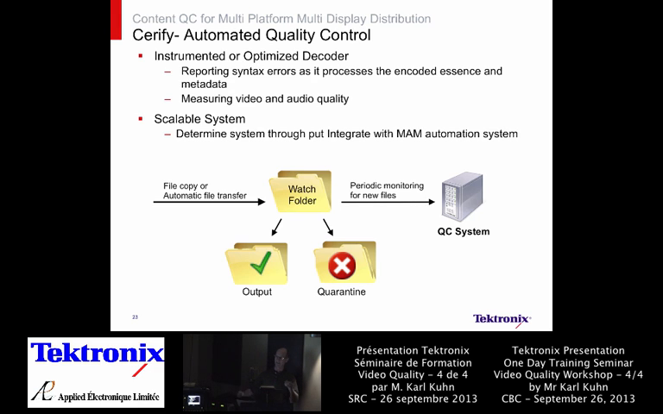Because what you don't want is content propagating through your facility that has problems. The whole idea of QC is to keep it from being delivered. If you don't have controls, the file could just keep moving through the workflow and it's not ready to play, which defeats the entire purpose of doing all this good stuff.